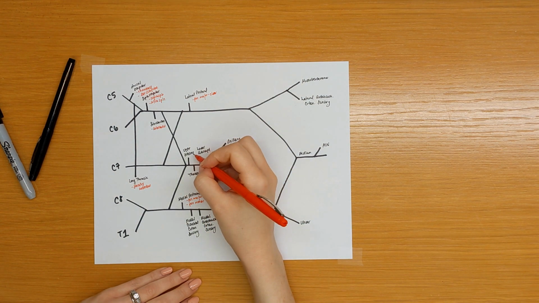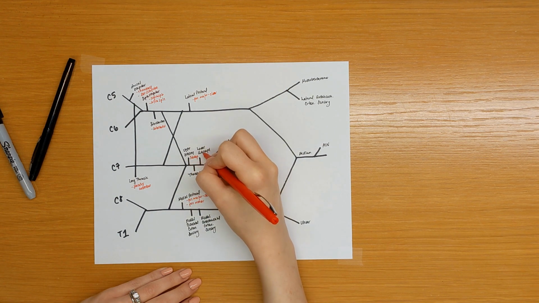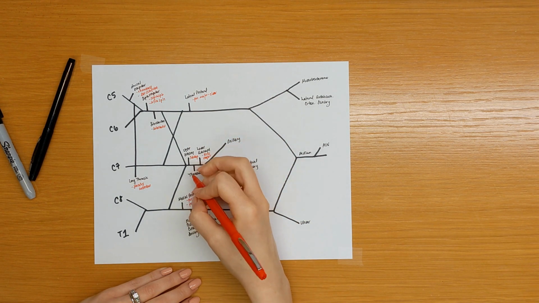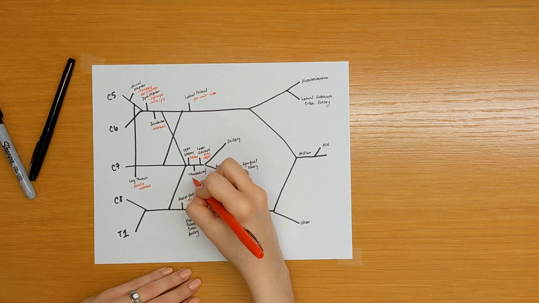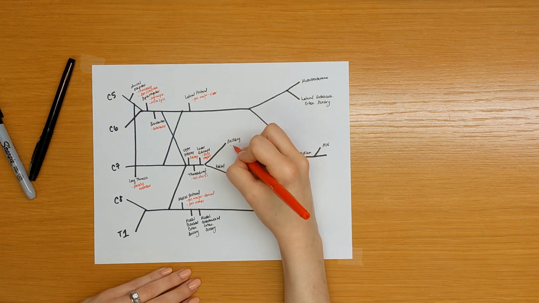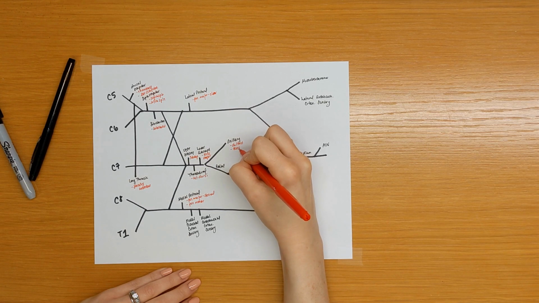Here in the middle, both the upper and lower subscapular nerves innervate the subscapularis muscle, and then the lower subscapular nerve innervates the teres major. The thoracodorsal nerve innervates the latissimus dorsi muscle. Axillary nerve innervates the deltoid, as well as the teres minor.